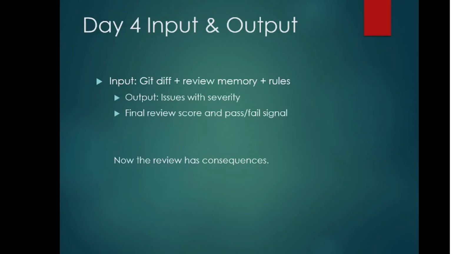In the Day 4 input and output, the input is the same thing. When you are getting a PR, a pull request, you get a Git diff, right? What exactly has been introduced and what exactly has been removed. Review memory and rules. The output is issues with severity. Earlier we were getting only the issues, but now you are getting issues with the severity, and the final review score also, and pass or fail. The review has consequences.